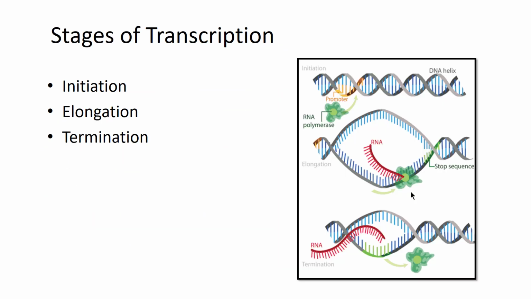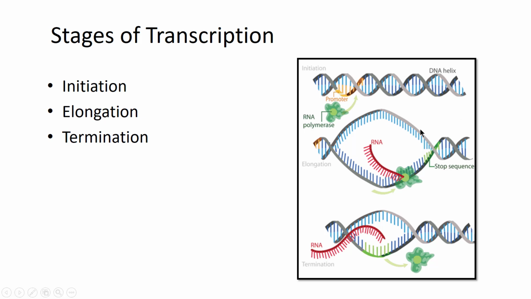The stages of transcription are summarized in three general parts: initiation, elongation, and termination. Initiation and termination are what they sound like, the beginning and the end. Elongation is the process by which the mRNA is built using the DNA template. So you can see that here in the middle.